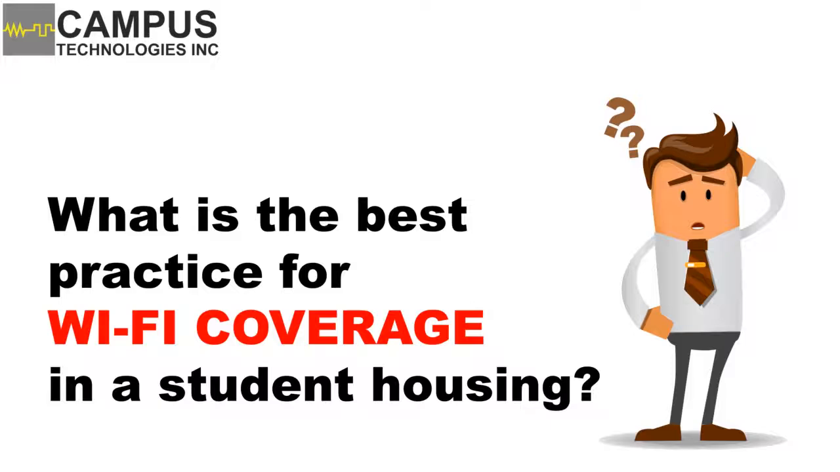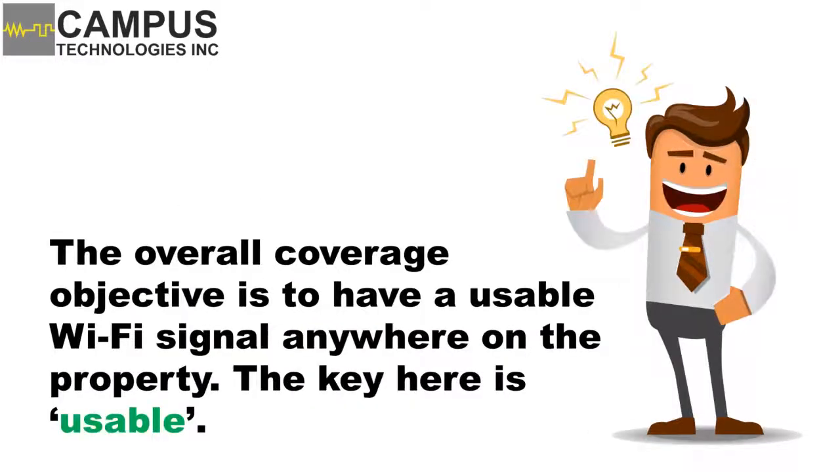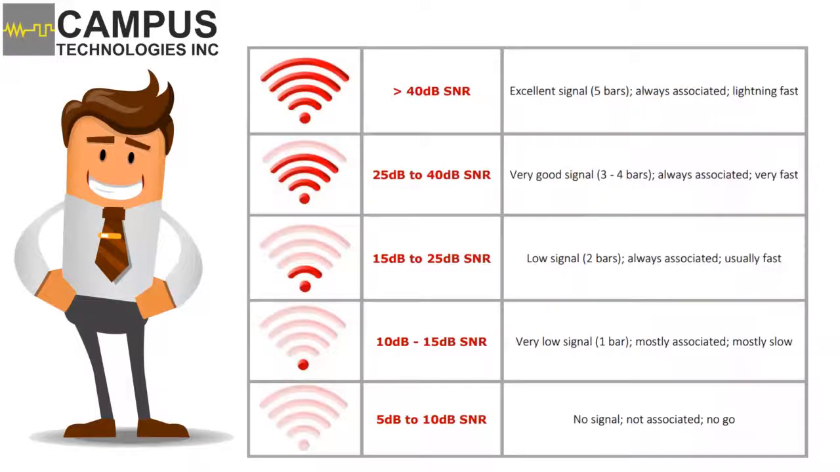So, Wi-Fi coverage in student housing. What we're talking about here is making sure there's a usable Wi-Fi signal anywhere on the property. That's a fairly straightforward thing to do. It's a very well-trodden path from a technical point of view. And usable is the key, because you can deploy access points that have a lot of Wi-Fi signal across the property, but you need that to be usable.